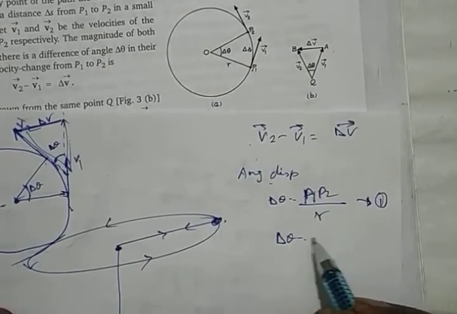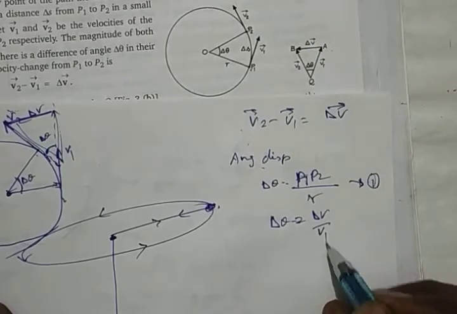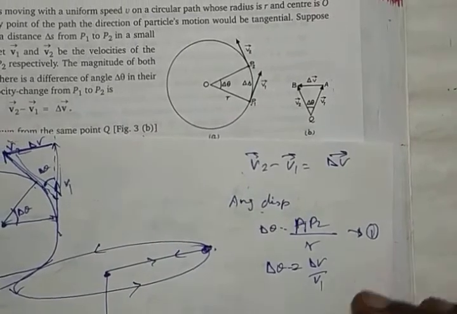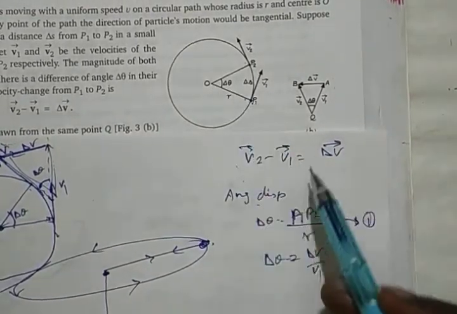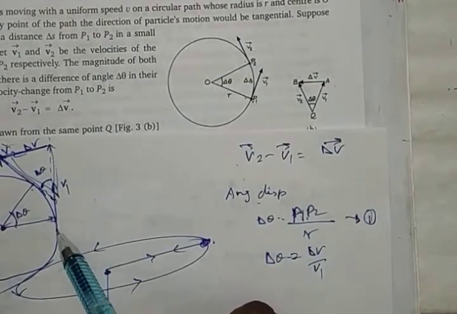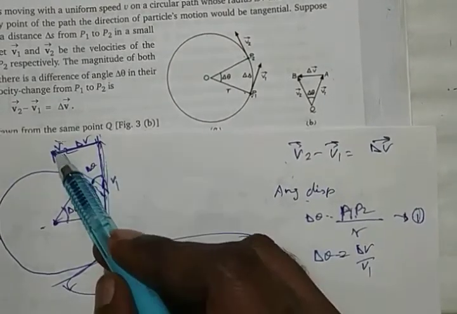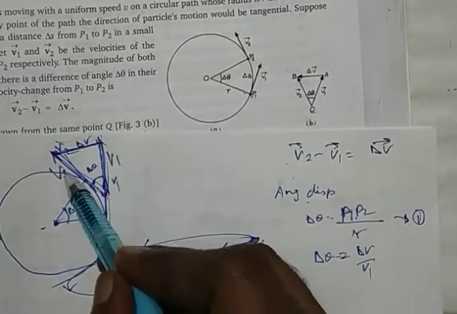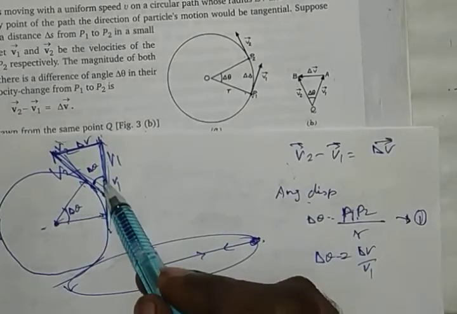Delta theta is equal to delta v upon v1. Fine, I am again explaining here. There are two triangles here. One is p1 p2 upon radius, the length of the arc upon radius. The next one is the projection of the velocity vector, v1 and v2. These two velocity vectors, v1 and v2, have an exterior angle, and that's also delta theta.